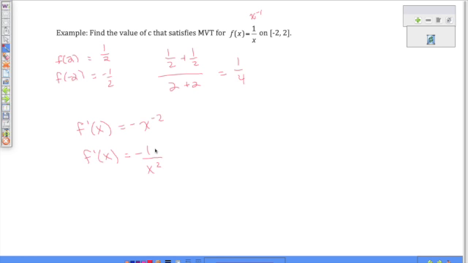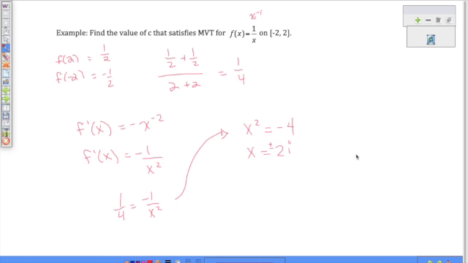All right. Maybe some of you figured it out. So let's see. I want to know where is the derivative equal to the slope of the secant line. So we have the slope of the secant line is 1/4. And I want to know where is it equal to the derivative. I'm going to cross multiply. I'm going to come over here. And I get x squared is, and I take the square root of both sides and I get an imaginary answer?